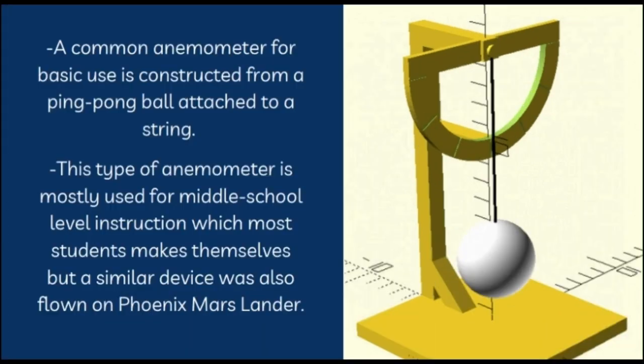A common anemometer for basic use is constructed from a ping pong ball attached to a string. When the wind blows horizontally, it presses on and moves the ball. Because ping pong balls are very lightweight, they move easily in light winds. Measuring the angle between the string-ball apparatus and the line normal to the ground gives an estimate of the wind speed. Also, this type of anemometer is mostly used for middle school level instruction, which most students make themselves, but a similar device was also flown on the Phoenix Mars lander. That is ping pong ball anemometers.